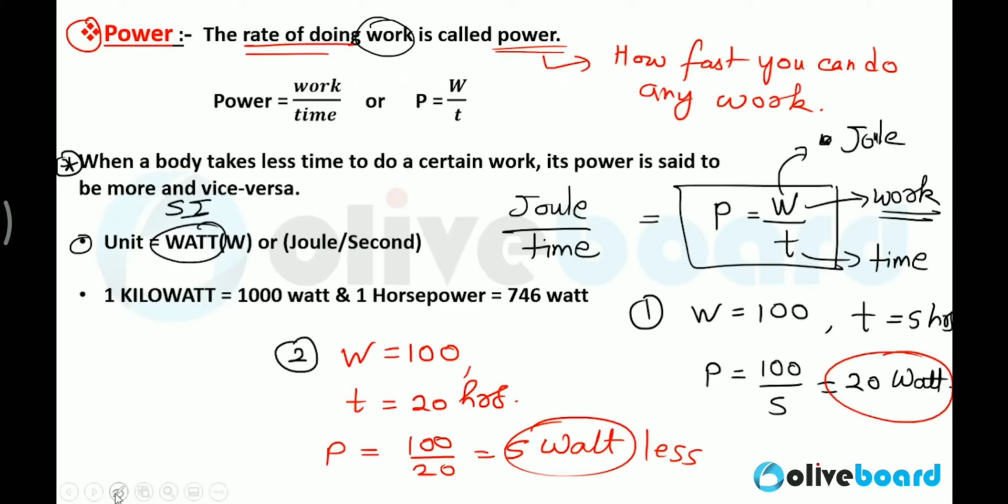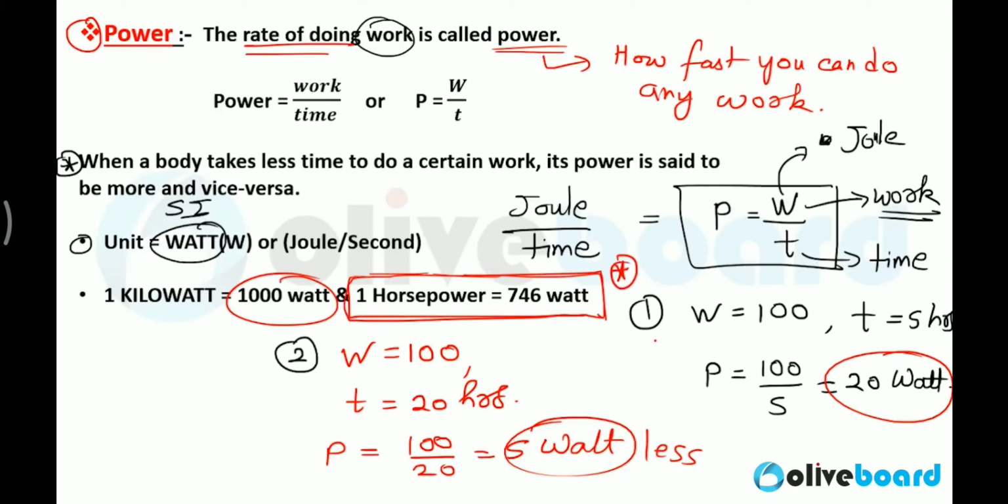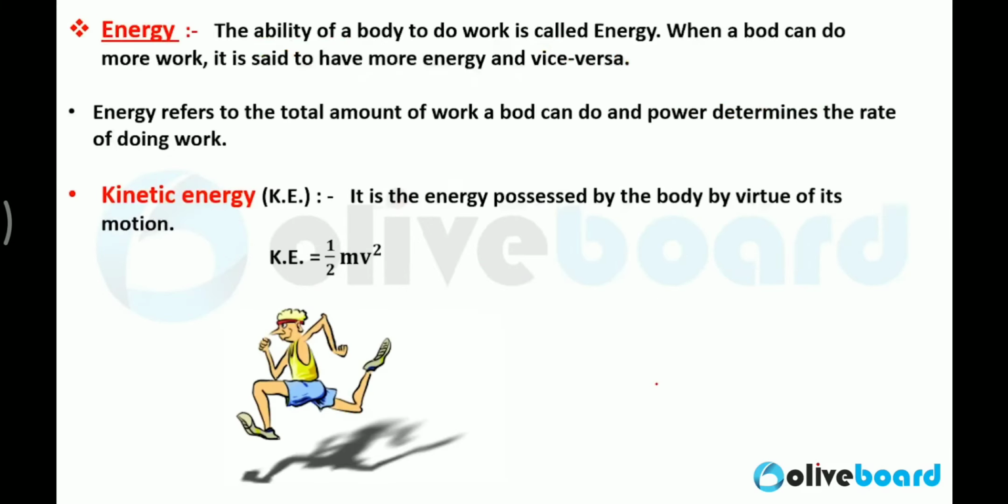1 kilowatt is equal to how much? 1 kilowatt is equal to 1000 watt, and 1 horsepower, please remember this, very easy but very frequently asked question in the examination. What is the value of 1 horsepower? 1 horsepower is always equal to 746 watt, clear?